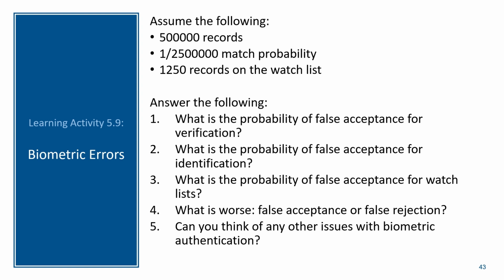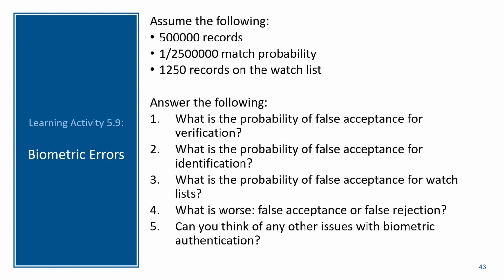All right, welcome back. So what is the probability of false acceptance for verification? Well, we're going to do the 1 over 2.5 million, which is going to be point and then 6 zeros and then a 4, which is equivalent to 0.00004%. So what is the probability of false acceptance for identification? Well, we're going to take that 0.00004% and multiply that by the 500,000 records, and we get 20%.